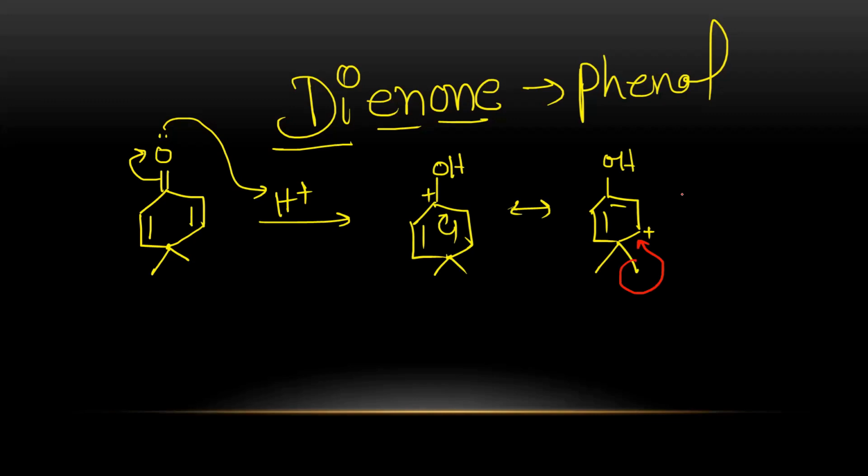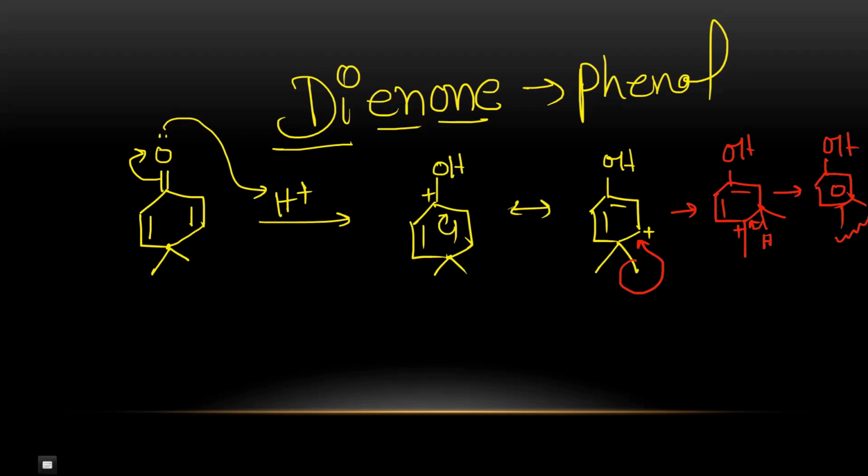For example, this group will migrate. Then what will happen? There will be a positive charge at this center, where there was one hydrogen, and this will basically aromatize the system. So finally, we are getting a phenol type of compound. So one para and one meta group we will have. Okay, very much simple.